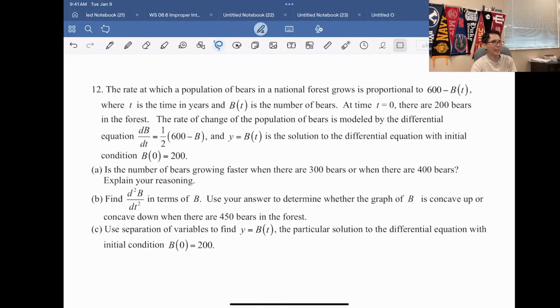So with this particular question, without answering it, without looking at the math, what do you think part A is going to be? Do you think the bear is going to grow faster at 300 bear or 400 bear? We're not talking about the math. What do you think: 400 bear is going to grow faster, or 300 bear is going to grow faster? Why?